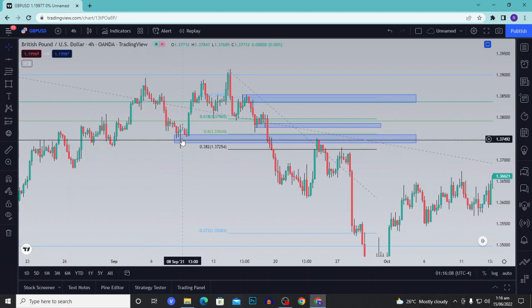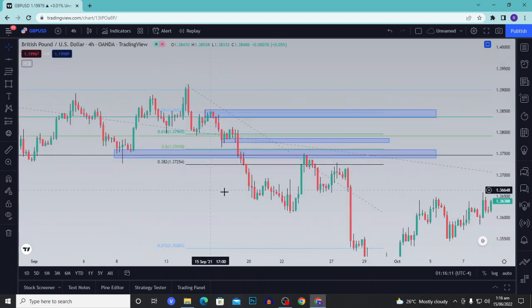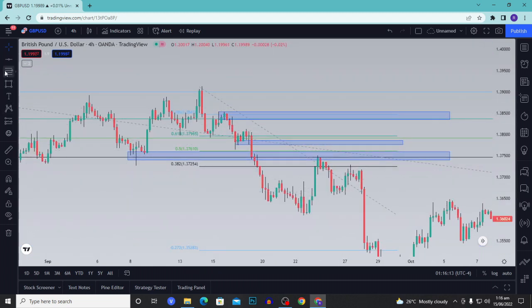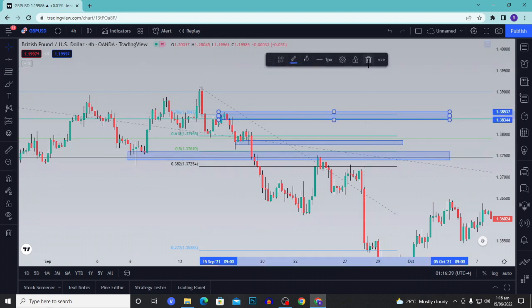And in this case, we have a very strong level right here, because price came down and formed something like a double bottom right here. If you can see, price came down, formed a double bottom. So this is a very strong level. So this will be the level that we're looking for price to reverse on. So we get rid of these other ones.